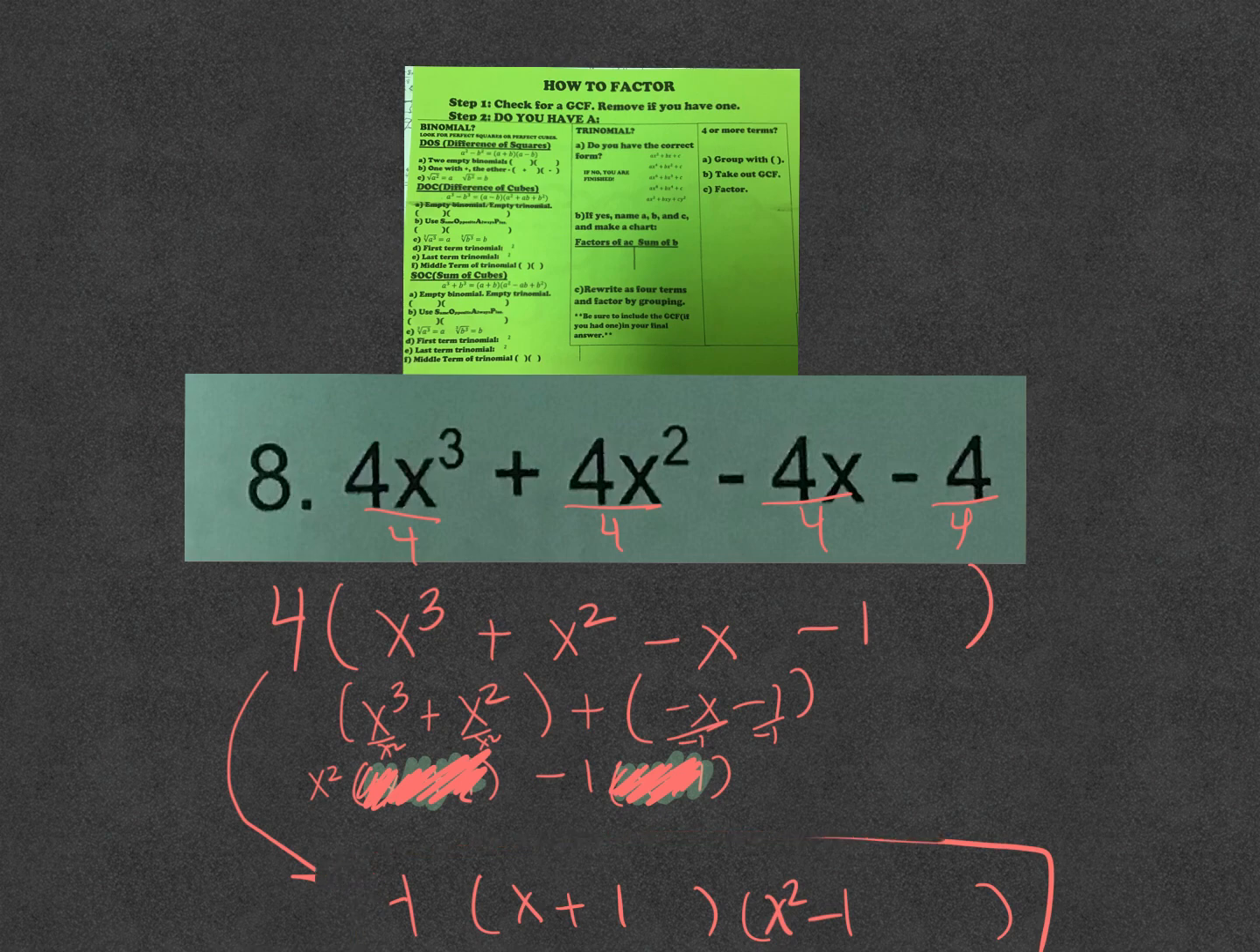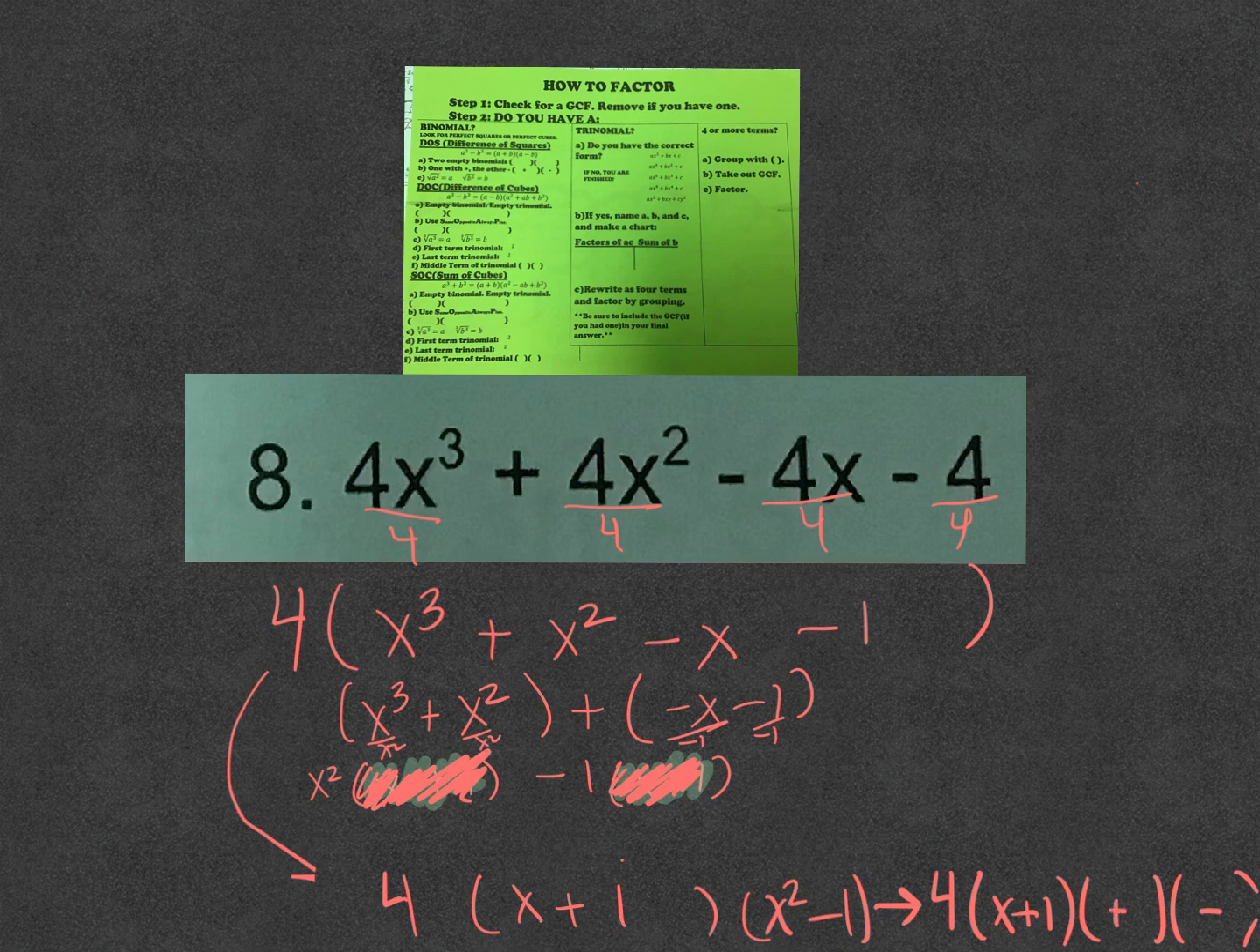Whoops. I need to erase this because that is not the final answer. I'm going to put 4. I'll get my pen back. 4 here, x plus 1, and then I'm going to draw an arrow, and I'm going to bring 4 over. I'm going to bring x plus 1 over, and I need 2 empty binomials. One with an addition sign, one with a subtraction sign.